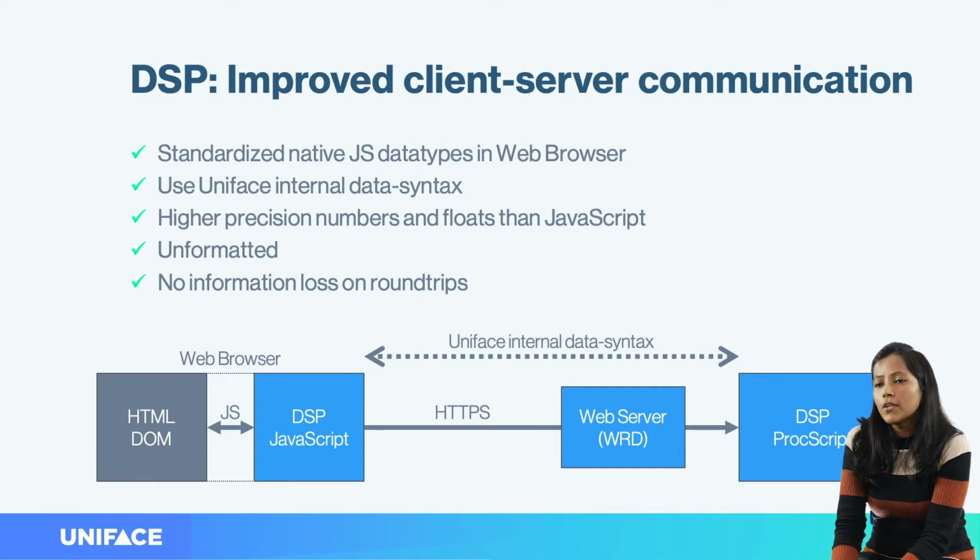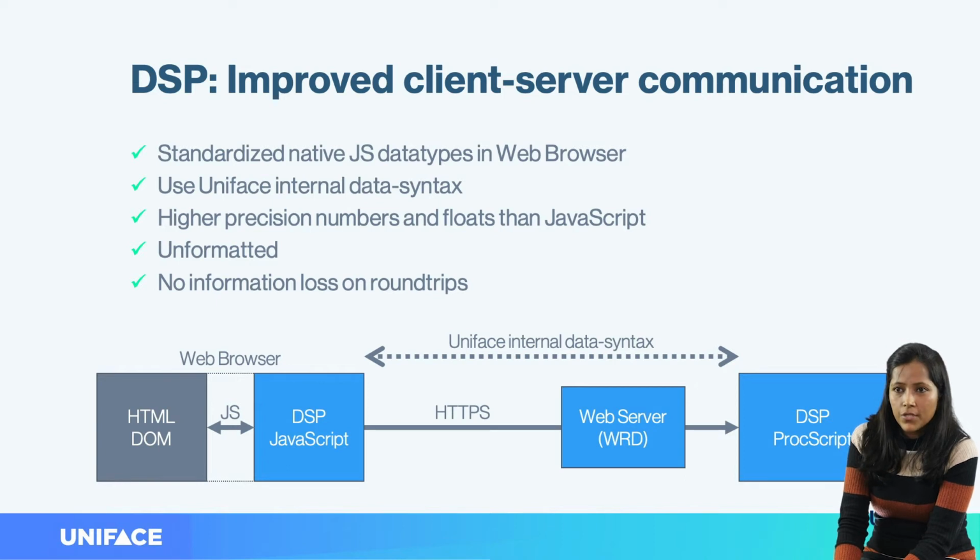Using the internal Uniface data type is beneficial in some cases, for example in numeric and float data types, where the number precision in JavaScript is lower than the Uniface backend precision, which means over the communication channel we can send data which has higher precision than can be handled by JavaScript.